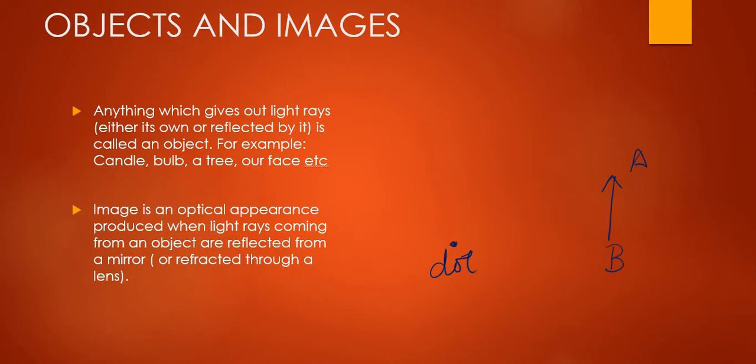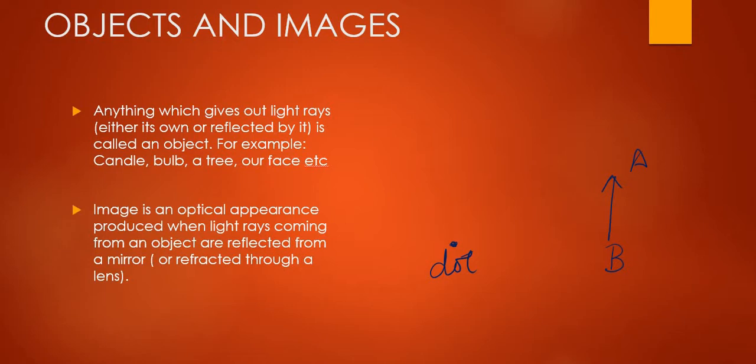Now, what is an image? Image is an optical appearance produced when light rays coming from an object are reflected from a mirror or refracted through a lens. Now, what is the meaning of this statement? When we look into a mirror, we see our face. What we see in the mirror is actually a reflection of our face, and it is called the image of our face, right? So in this case, our face is the object and what we see in the mirror is the image. I hope now you understand the difference between object and image, right?